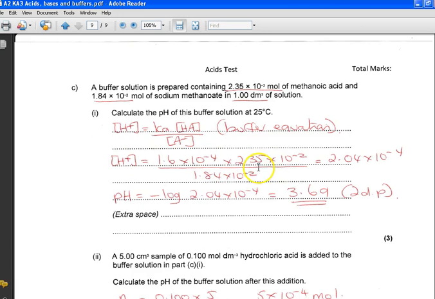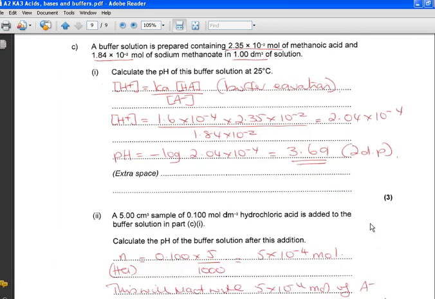We've got information that we can put in. Now these values that you're given here, 2.35 times 10 to the minus 2 moles and 1.84 times 10 to the minus 2 moles, are in 1 cubic decimeter. So that is the concentration, isn't it? 2.35 times 10 to the minus 2 moles per dm cubed. So you don't need to do any calculation as such, you just put them into the equation, calculate the concentration of H+, and then work out the pH by taking the minus log. Some of you are probably kicking yourselves if you realise how easy that calculation was.